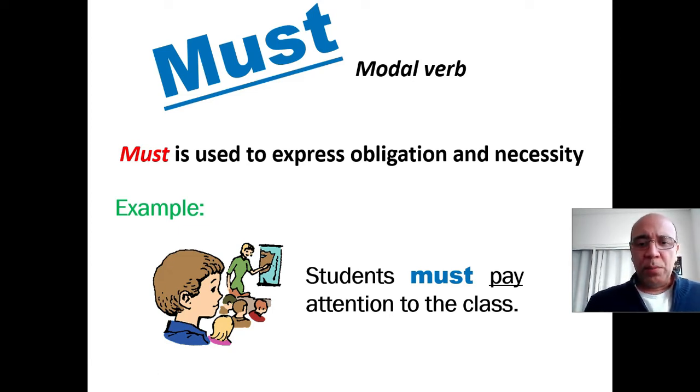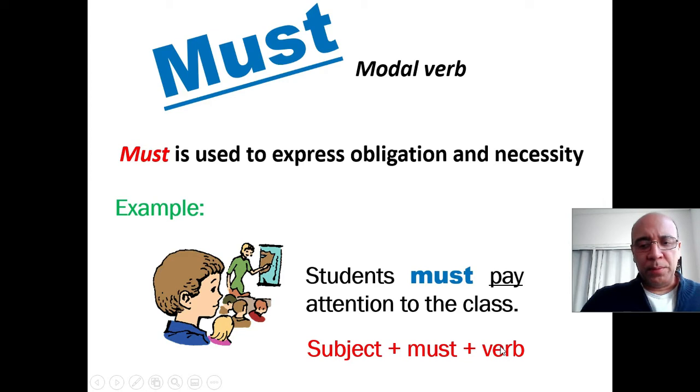Analyzing the sentence, we can conclude there is a structure to be followed. We have subject plus must plus verb. Here, students is the subject, must is the modal verb, and then the verb pay. This verb is an infinitive without the particle to. You don't say students must to pay attention. No, students must pay attention. I must pay attention. You must pay attention. He or she must pay attention. Okay, very easy to use, huh?